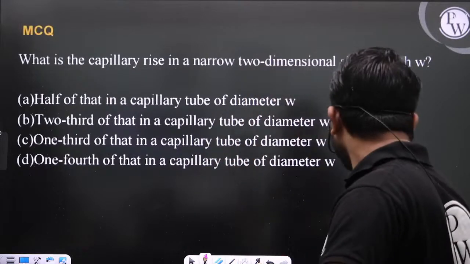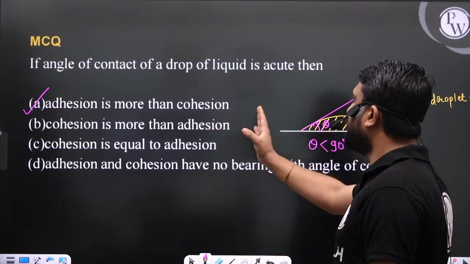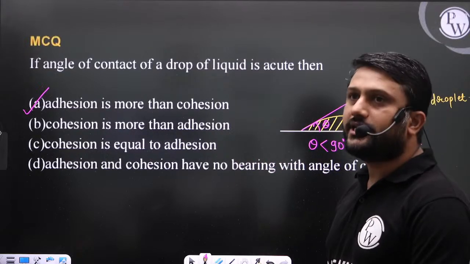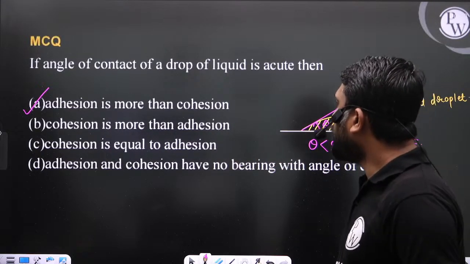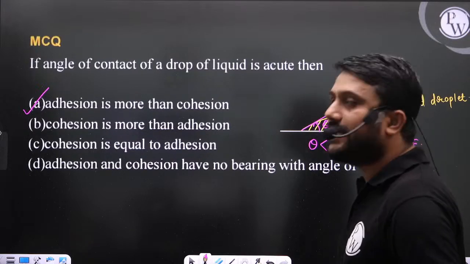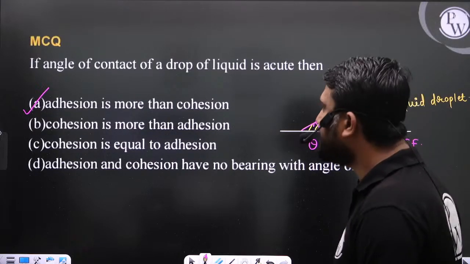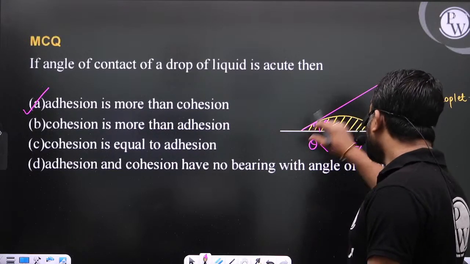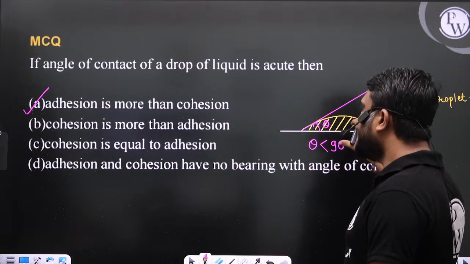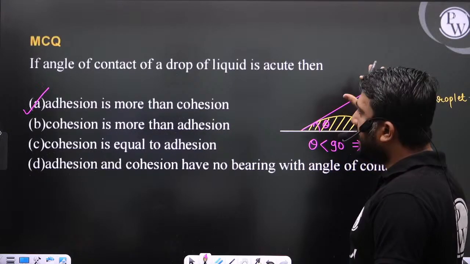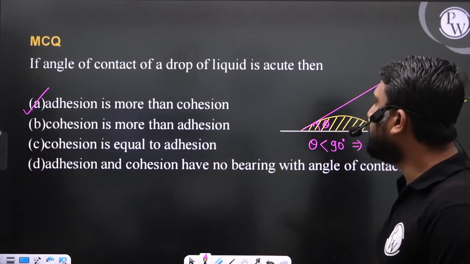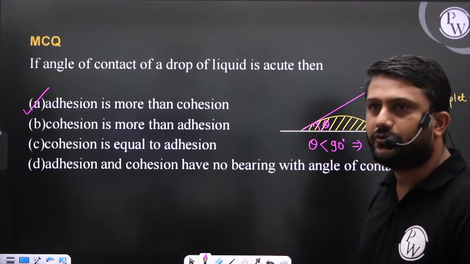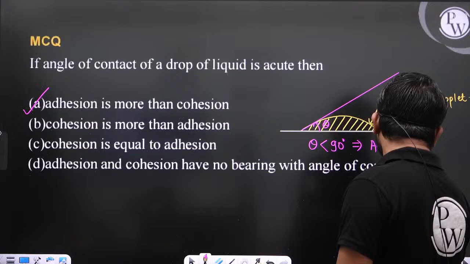So is the previous question clear or not? Angle of contact of a drop of a liquid is acute, theta is less than 90 degrees. So if theta is less than 90 degrees, then that liquid drop spreads like this, right? And theta is less than 90 degrees is possible when the adhesion force is more as compared to the cohesion force.